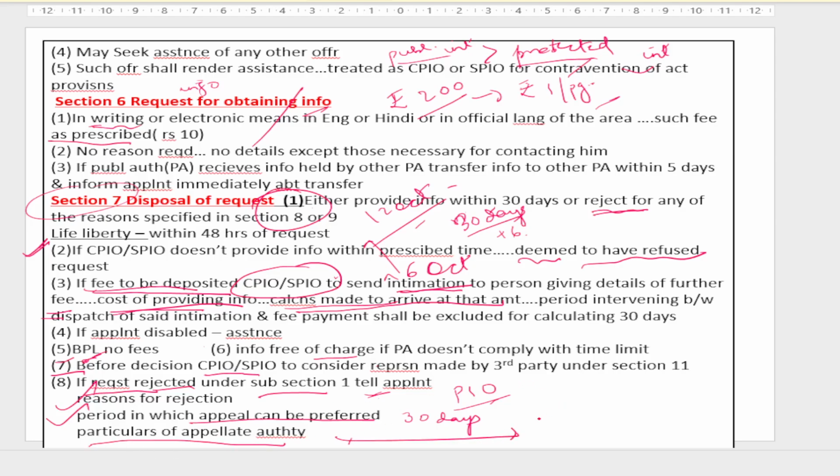The PIO will inform the applicant about who is the appellate authority within the organization. It is usually a senior officer within the organization. The particulars of the appellate authority, how to contact the appellate authority, the period in which appeal can be made, all these details will be disclosed by the PIO to the applicant. Also the PIO will give reasons for rejection.